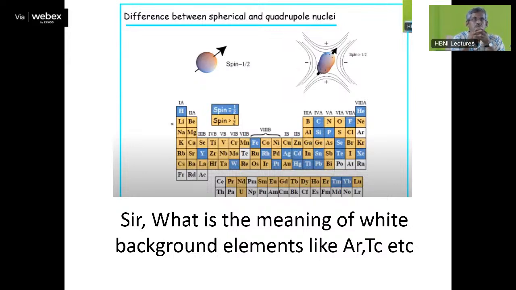Tapas has asked one question: what is the meaning of the white background elements in the periodic table, like argon, technetium, etc.? Actually, for these nuclei, either the spin is equal to 0 or no NMR is possible with such nuclei, for example francium, radon, etc. Some of them are radioactive also. Some of them have I equal to 0 and no NMR.